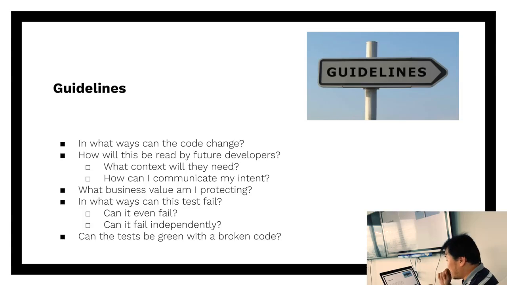And finally, this is more about deciding which areas you put the test in. Can the test be green with a broken code? So can you change the code in such a way that the code breaks, but all the unit tests will pass? And if you can't write it as a unit test, then that's where you need to think about different levels, like integration tests or functional tests.